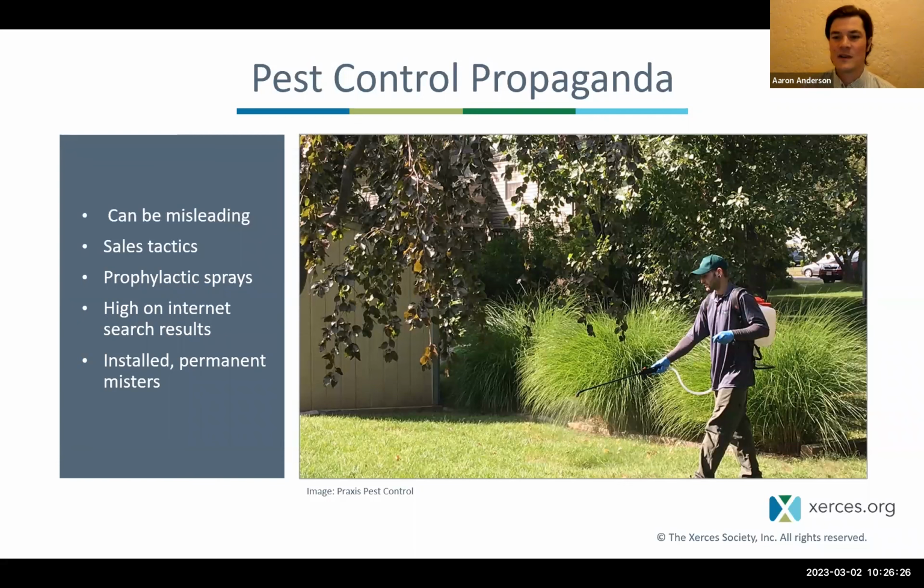To compound the issues that are caused by these home mosquito sprays, pest control companies often use all sorts of tactics to try and get people to sign up and participate. They'll send salespeople door to door to try and get people to sign up for preventative or prophylactic sprays, meaning they'll apply pesticides on a regular schedule and not do any type of monitoring of pest insect populations to try to justify those applications. I've even heard of discounts being given if multiple people on one block show up. So there's a lot of sales tactics that can be used.